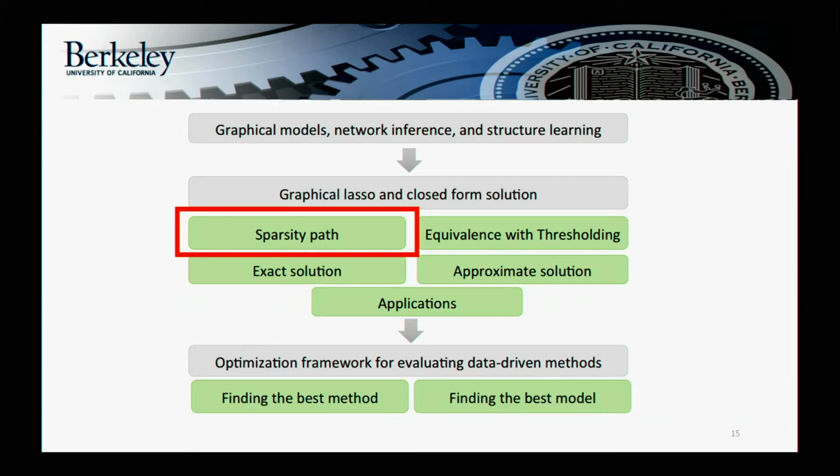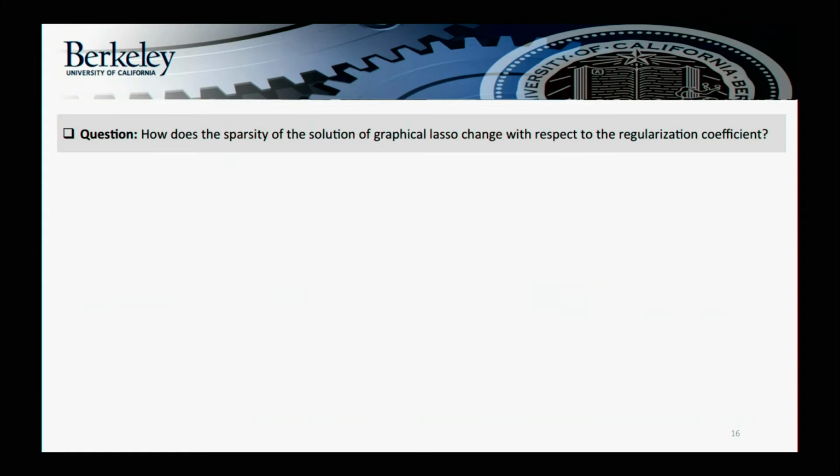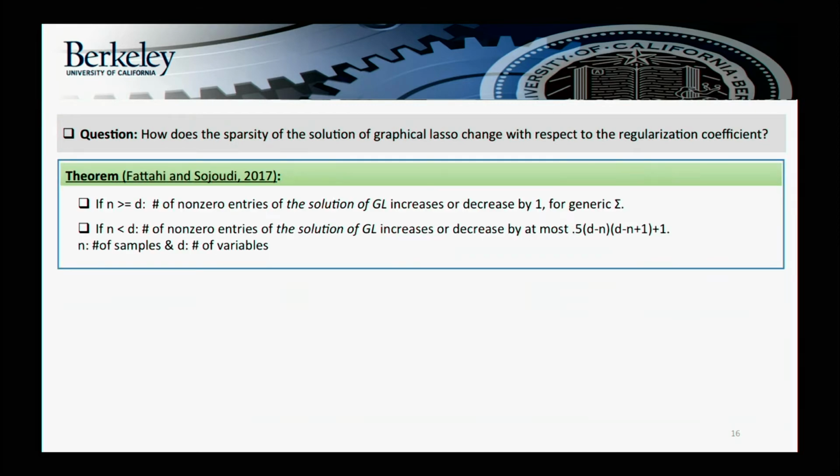The first result I'm going to briefly mention is about a sparsity path, meaning that we want to see how the sparsity pattern of the solution of graphical lasso changes with respect to the regularization parameter. We've shown that if the number of samples is larger than or equal to the number of variables, the number of non-zero entries of the solution of graphical lasso increases or decreases by 1, and otherwise it increases or decreases by at most this number here.